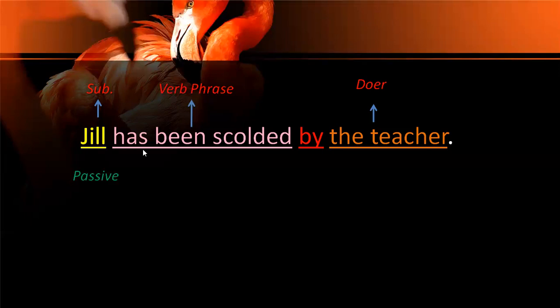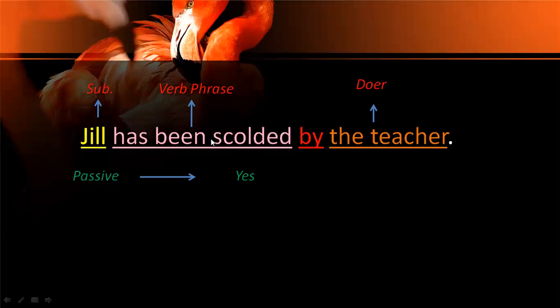Okay, then can we change it back into an active sentence? Of course we can. But before we do this, let's decide what the tense is. Jill has. Now, this helping verb has tells us that it is one of the perfect types. It is a perfect tense. Now, is it past or present? Has means that it is present perfect, but is it simple or continuous?